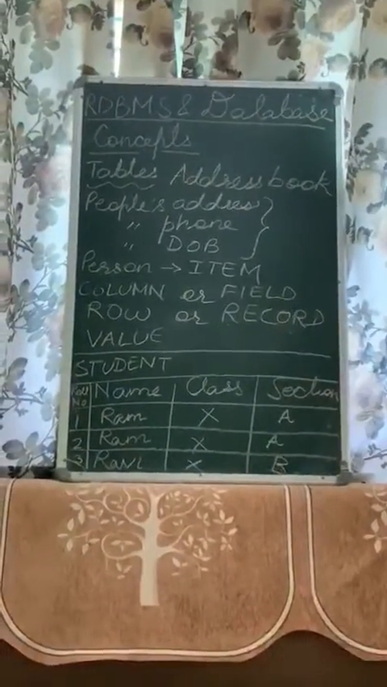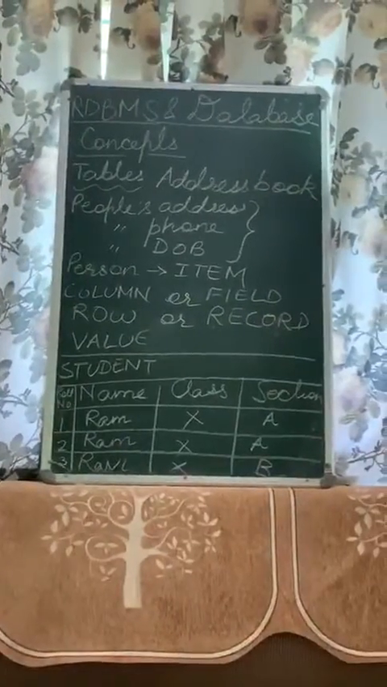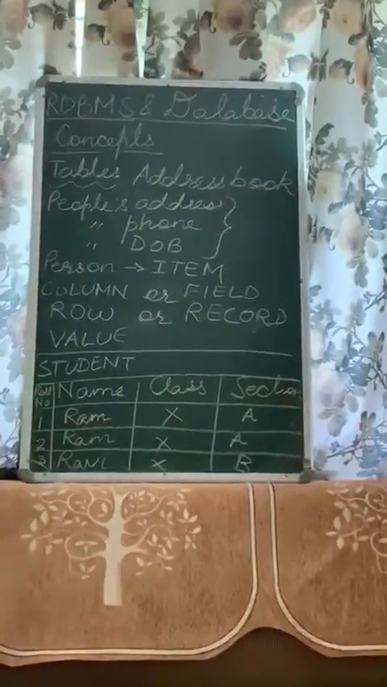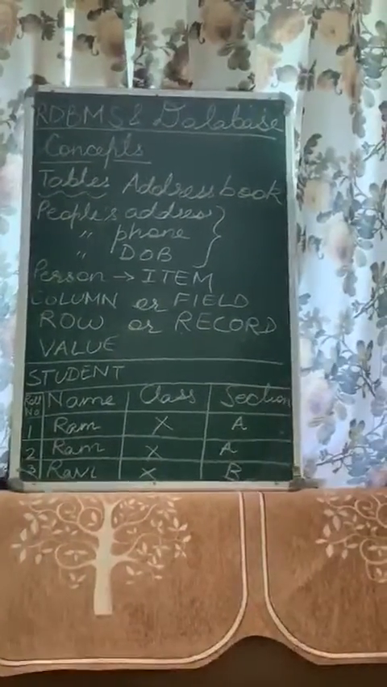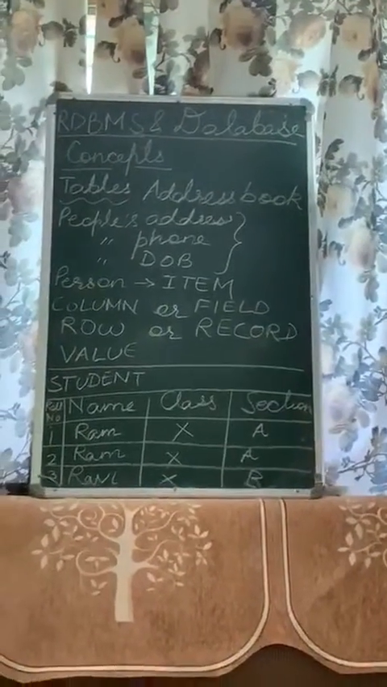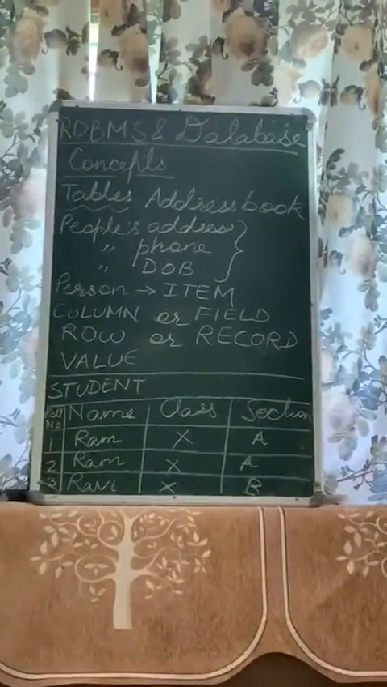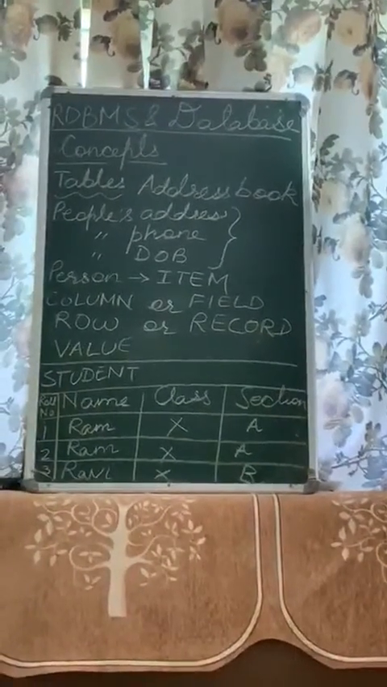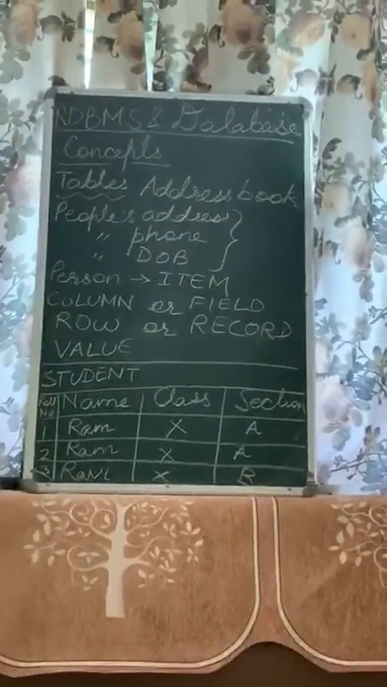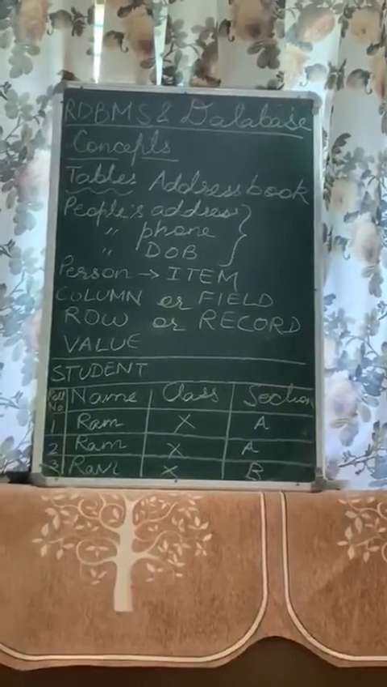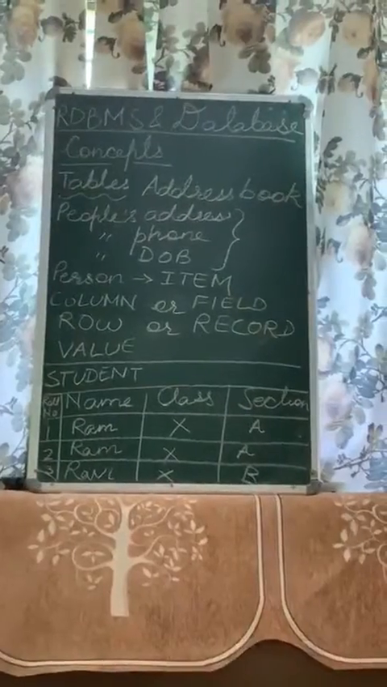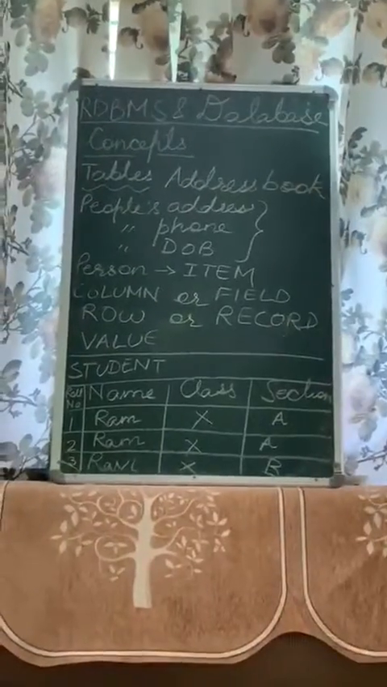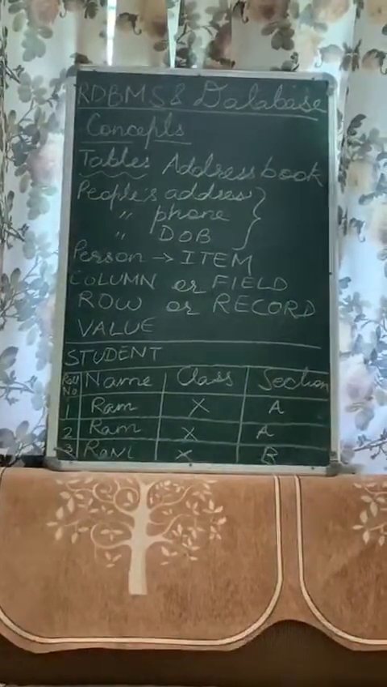So database contains objects that are used for storing and managing the data at one place. For example, we have a table. The name of the table is address book. Now in this address book, you will be having people's address, their phone number, their date of birth. So all these people, they will be representing an item. So an item is what the database is storing the information about. In this table address book, the person is an item because you are storing the information about person.